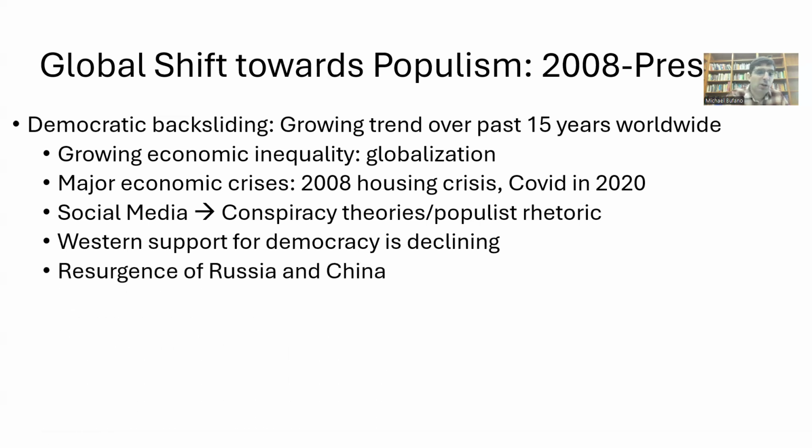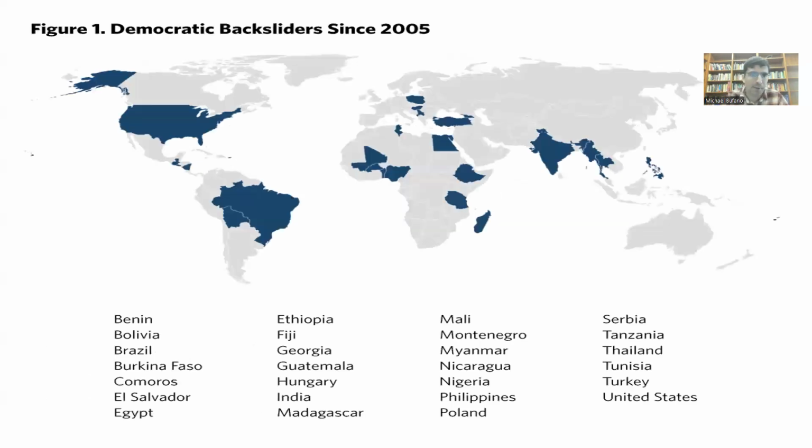And on top of that, we've seen a resurgence of some major dictatorships like Russia and China during this time period, whose political power has begun to grow. So we've seen Russia invade Ukraine recently. China's economic and political power has grown. These countries do not support democracy.